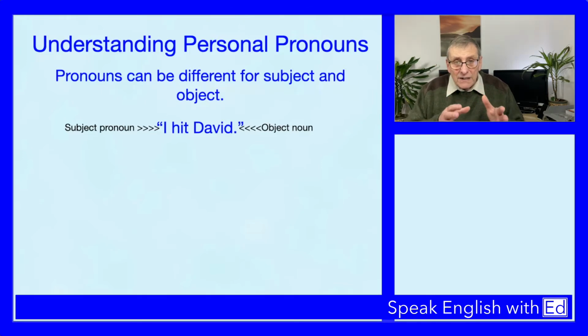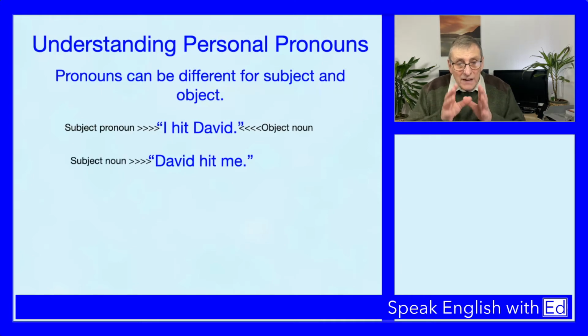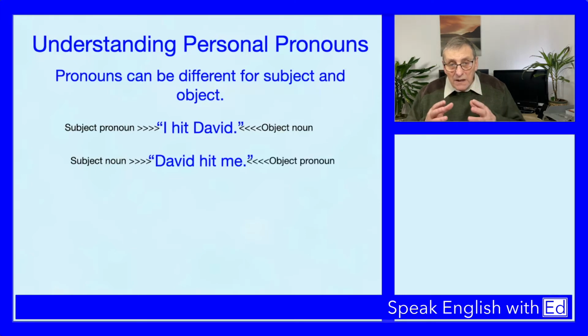But before, you didn't. Now, if we turn this sentence around and we come up with David hit me, so David hit the speaker. In the previous one, the speaker hit David, the speaker is I. Now, David hit the speaker, so I've changed that and I've put in a pronoun for me. We've still got David as a noun. And he's the subject in this case. Before he was the object, now he's the subject. But David hit me. And me, that is the object pronoun.